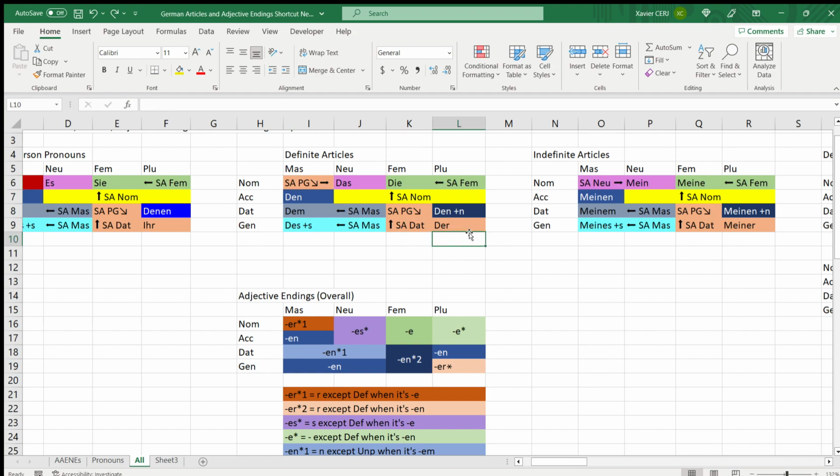I didn't say that the plural genitive is the same as the masculine nominative. Now you might be wondering, why is that? A lot of people associate the word der with being the masculine nominative. Der Mann, der Tisch, der Apfel. You associate the word der with being the masculine word.